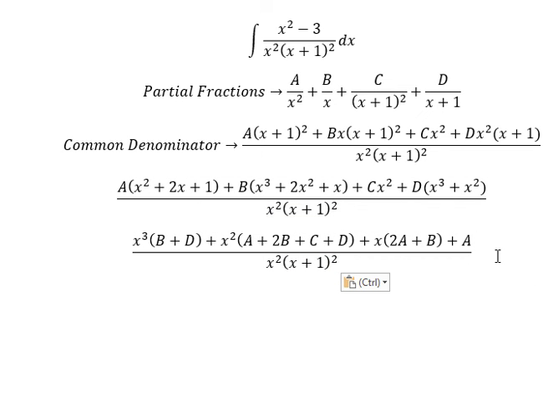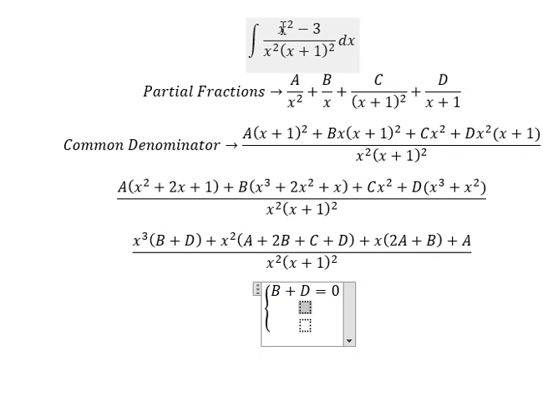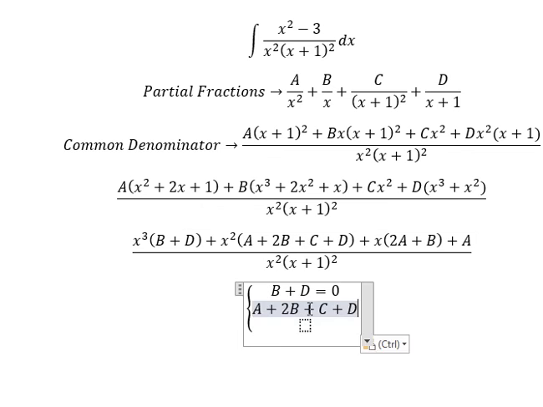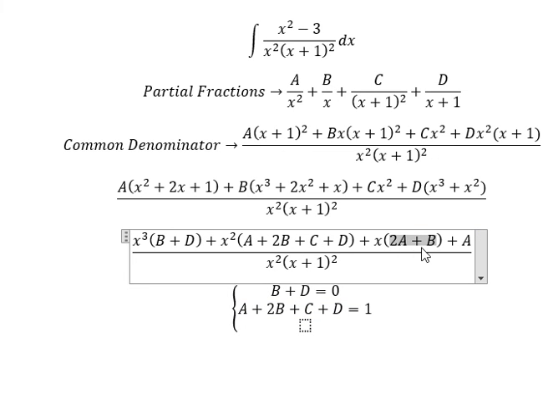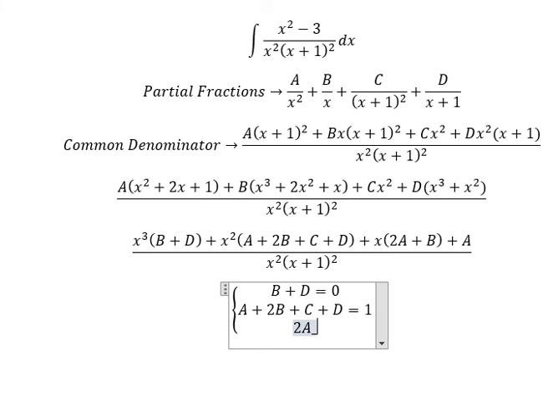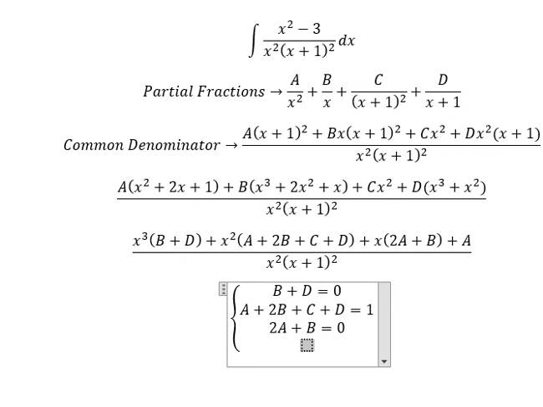Now we need to compare coefficients. So we have s to the power of 3, but in this one we don't have s to the power of 3, so B plus D equals 0. We have s squared, the coefficient of s squared is 1, so this one equals 1. About s, we don't have s, so 2A plus B equals 0. And the last one, A equals negative 3.